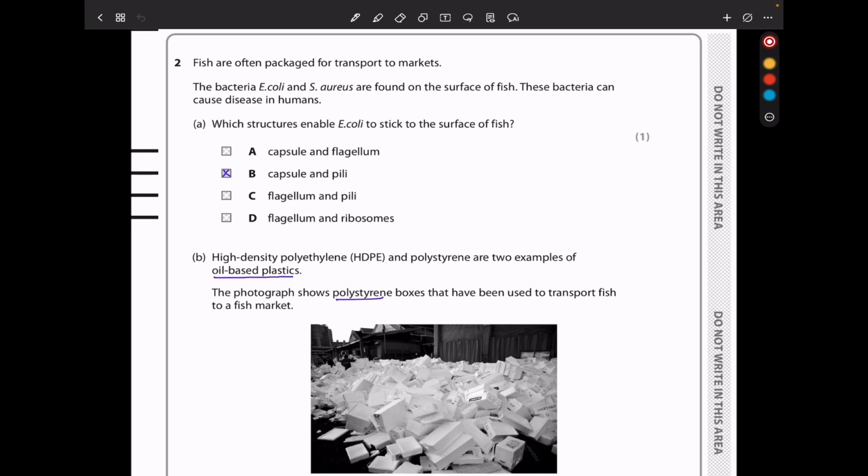Which structures enable E. coli to stick to the surface of fish? E. coli contains the capsule as well as the pili. These enable it to stick. The flagellum is not for adherence on the surface, so that is out. Wherever we have the flagellum, that answer is going to be wrong, so the only correct answer is going to be B.